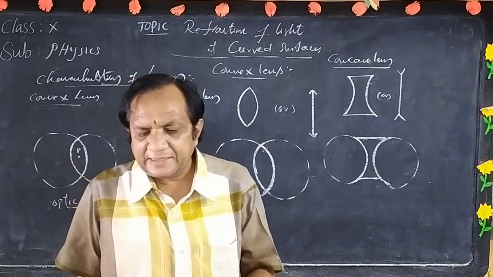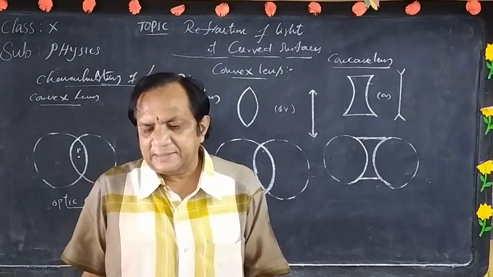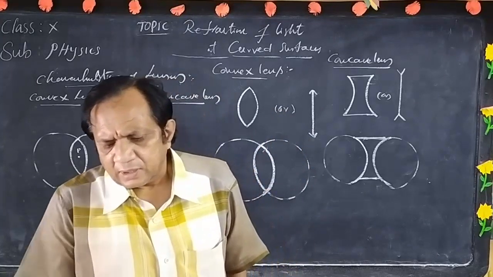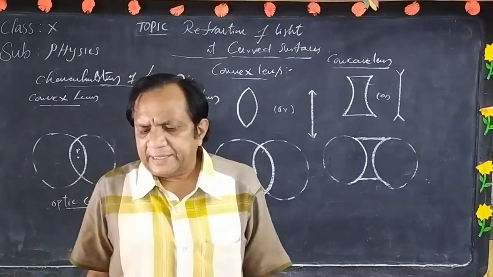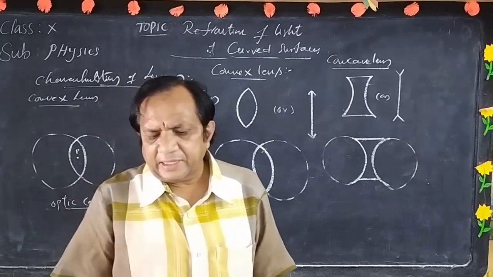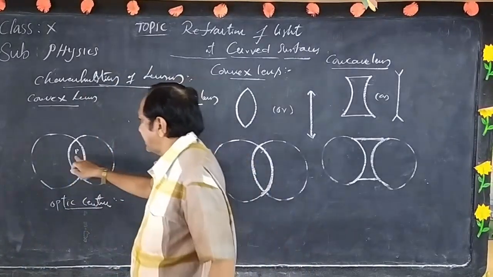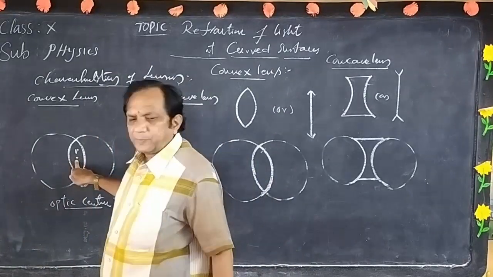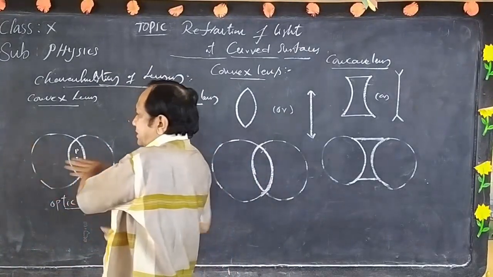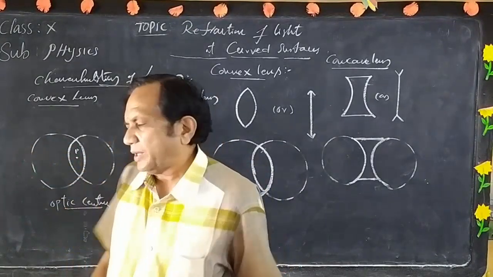It is denoted by the letter P. The optic center of a lens has the property that a light ray passing through it does not suffer any deviation and goes straight. Suppose any light ray passes through this optic center, it will not be deviated. It will pass straight only. So that is its main property.